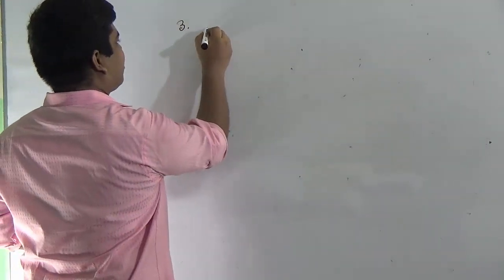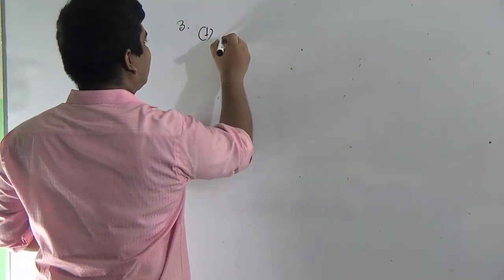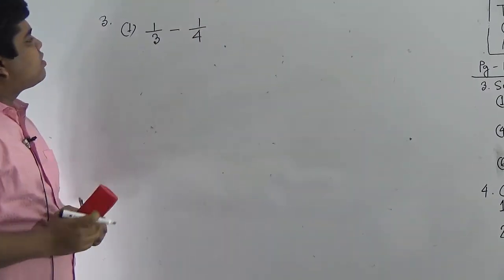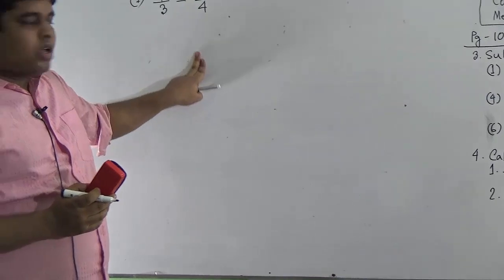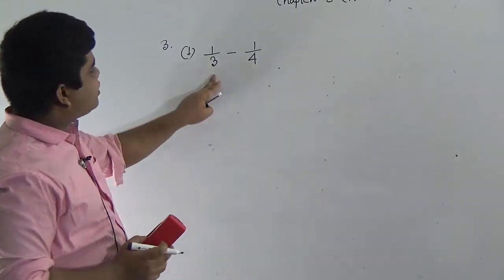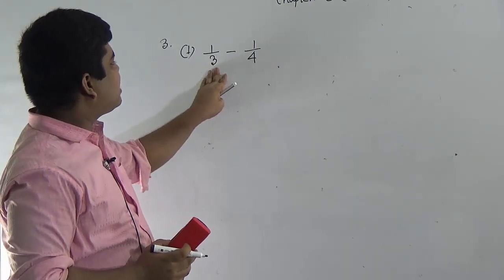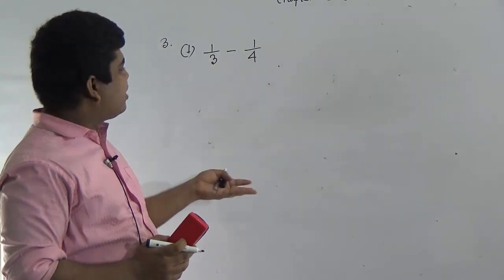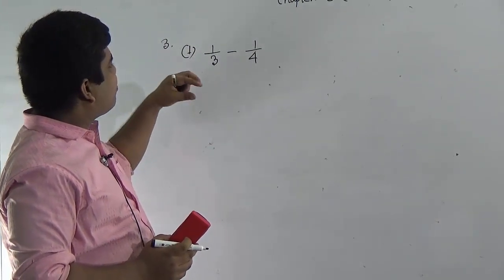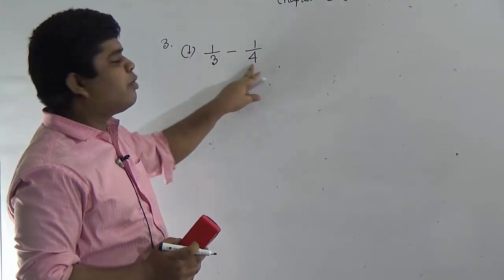Okay, now subtraction 3, 1. Here 1 by 3 minus 1 by 4. We can solve this math in two ways. Just like at first we find out the LCM of 3 and 4. Then we use a method after that, or we make the denominators the same.